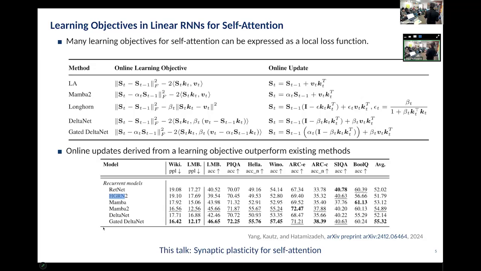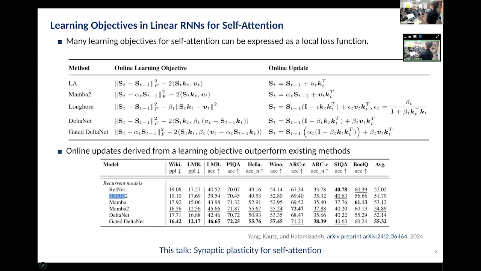So my talk is basically going to be about this: if we have these learning objectives and these online updates, which look something like learning, can we actually use synaptic plasticity for self-attention? In fact, synaptic plasticity is something that we can build, whether it's in memristive crossbar ways, or in the Intel Loihi chip we have, or actually in CMOS, like the chips that Giacomo Indiveri is building.